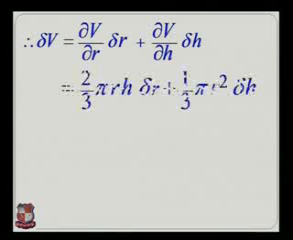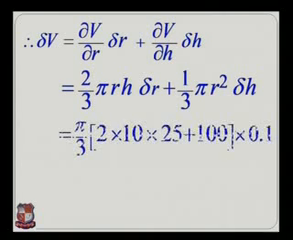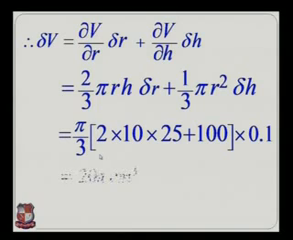So, del V by del r is 2 by 3 pi r h into delta r, plus 1 by 3 pi r square into delta h. According to the data, pi by 3 is common. Then 2, the radius of the cone is given as 10 centimeter, height is 25, and radius square is 100, multiplied by delta r and delta h, both equal to 0.1 centimeter. Okay. So, for this calculation, this is 500 plus 100, 600 divided by 3. So, the result will be 20 pi centimeter cube, as we find the change in volume.